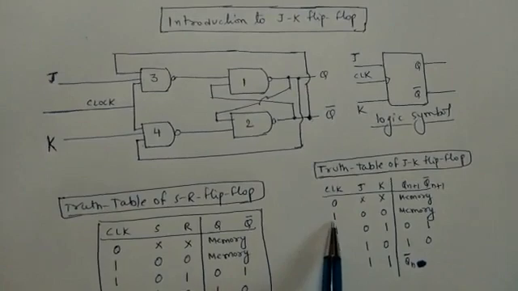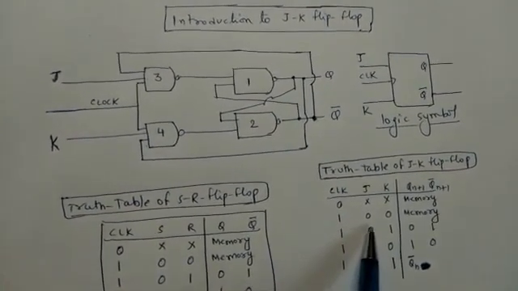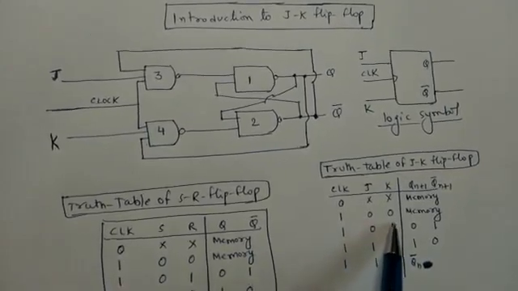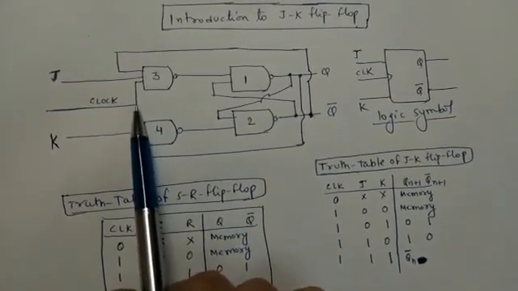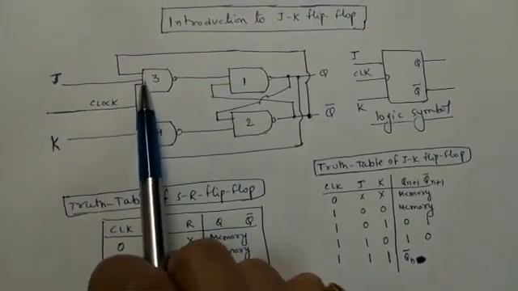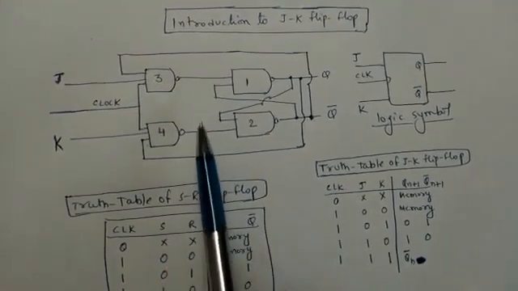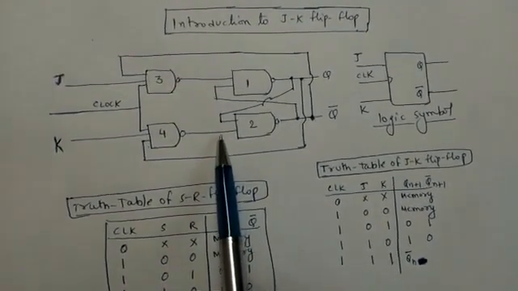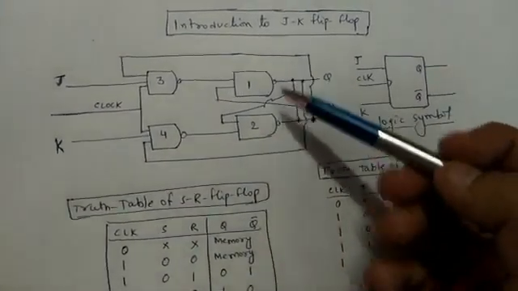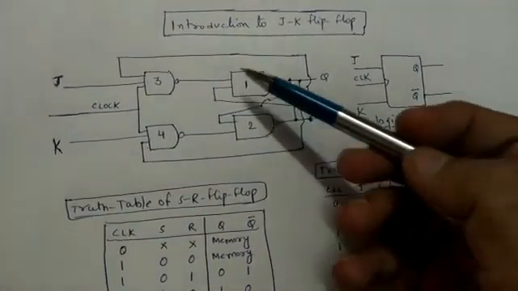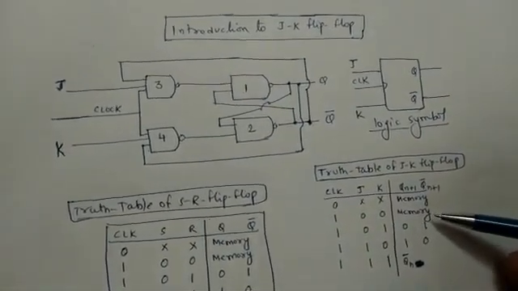Next, when the clock is 1 and both the inputs J and K are 0 0, again we are getting 1 here, here also we are getting 1. So again, for the NAND latch where both the inputs are 1 1, we will have the memory state.